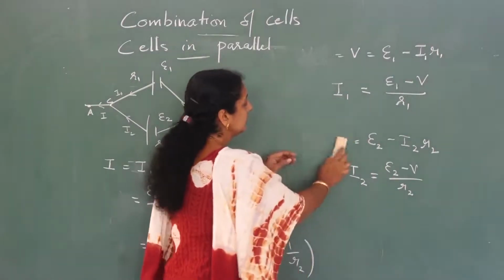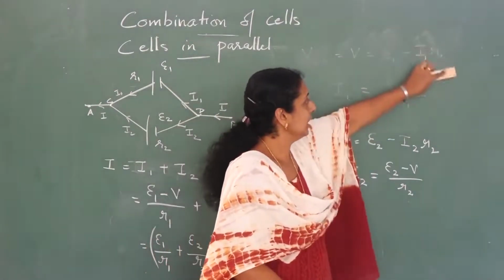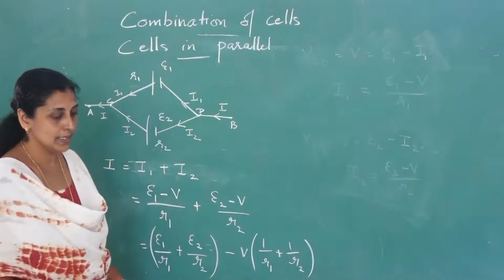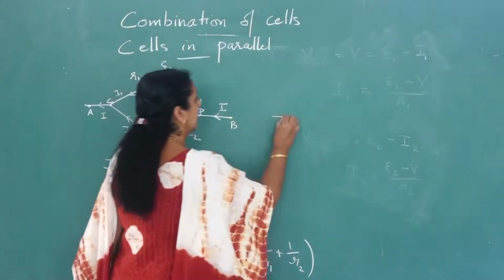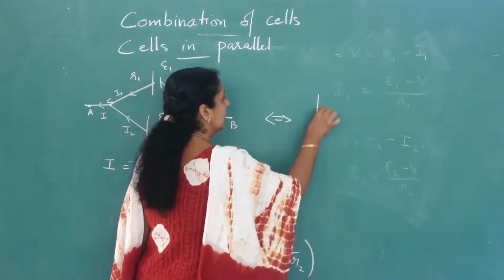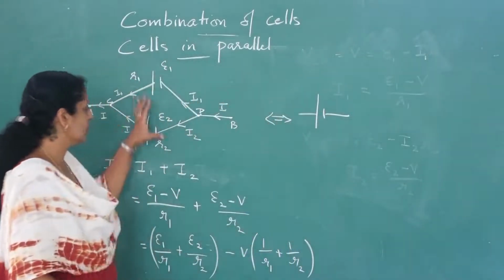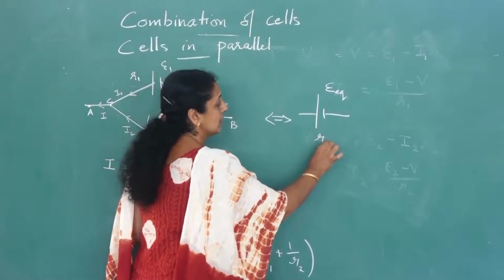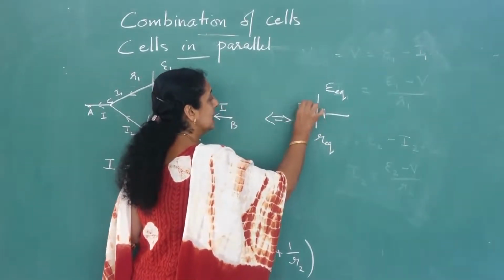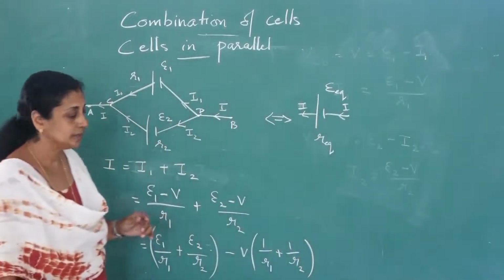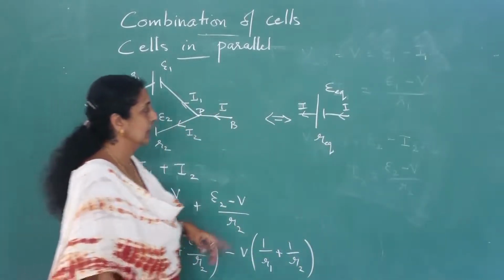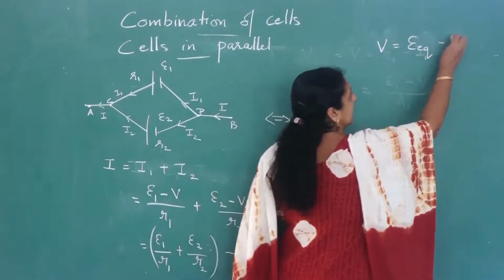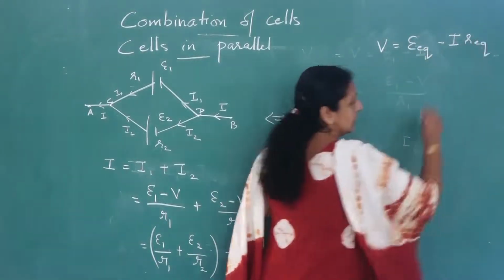Now, instead of the combination of cells, if I use an equivalent circuit here, where the equivalent combination of these two cells has an equivalent EMF of E equivalent and an internal resistance of R equivalent, and a current I is going to flow through this, then for this cell I can write the relation V is equal to E equivalent minus I into R equivalent.